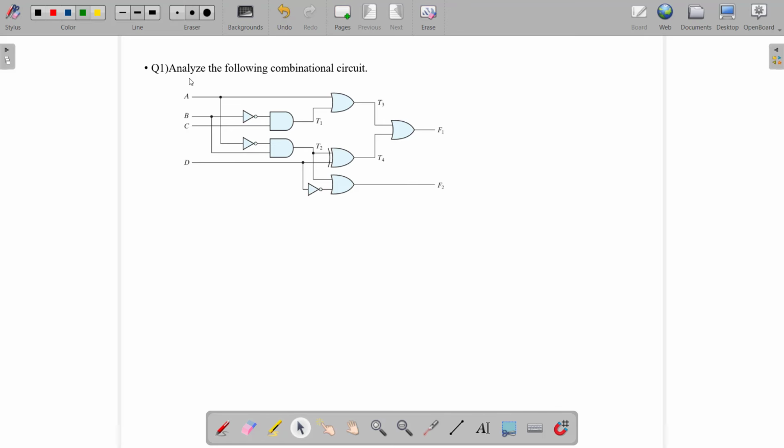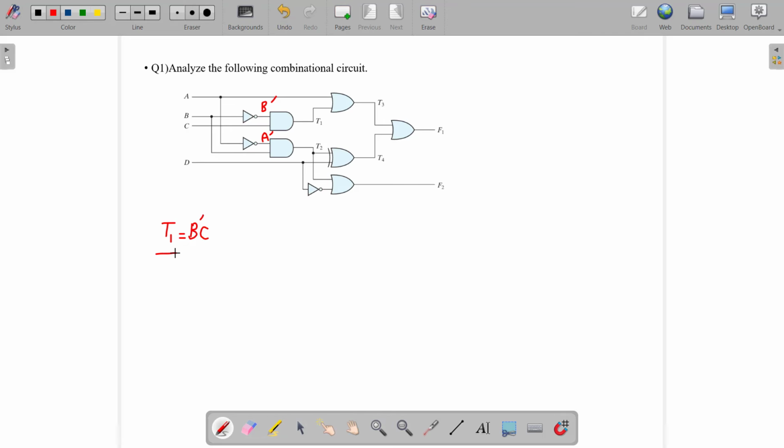We said that in analyzing the combinational circuit, we start to find the output of each gate, and at the end, find the last output of the circuit as the input variables, where here is the A, B, C, and D. So for example, T1 is equal to B prime C. You can see that here is B prime. So we can say that T1 is equal to B prime C. And also here is the A prime.